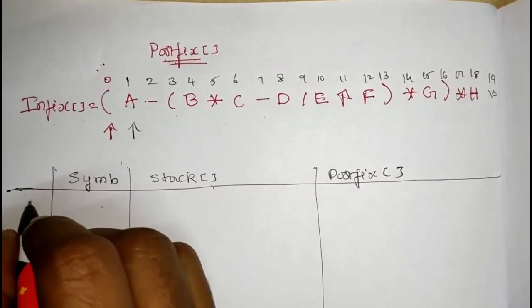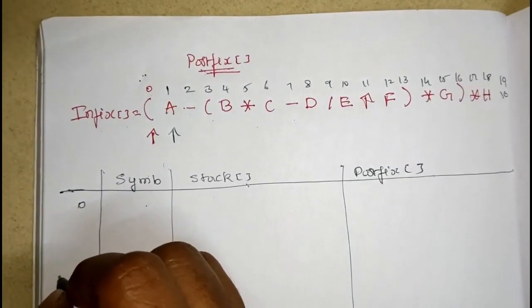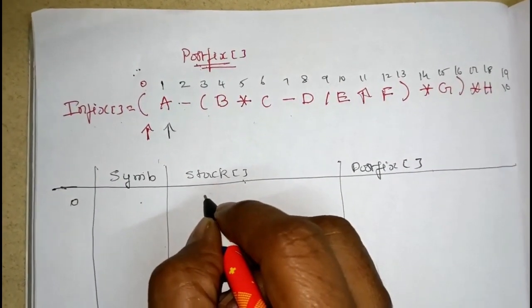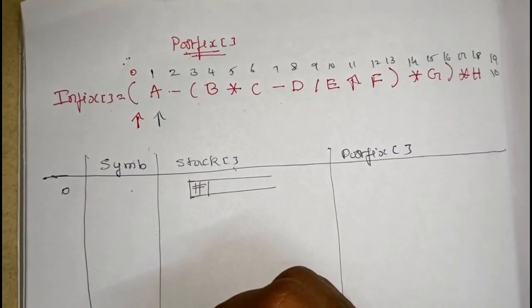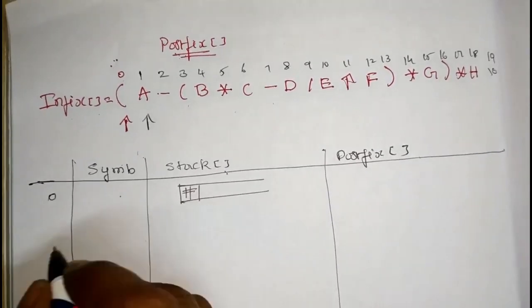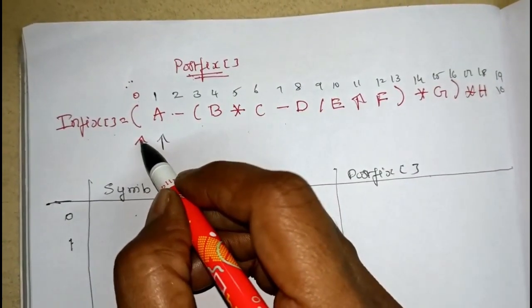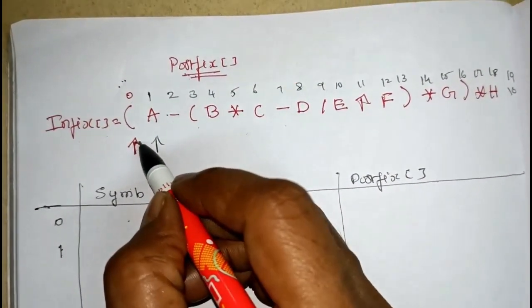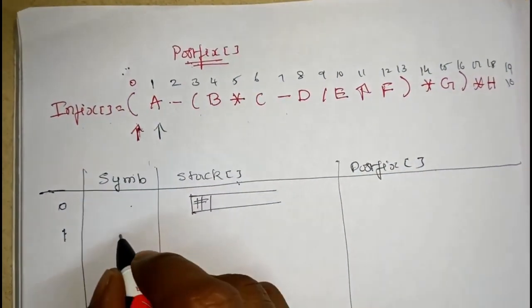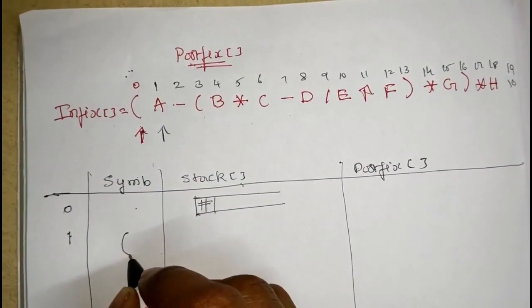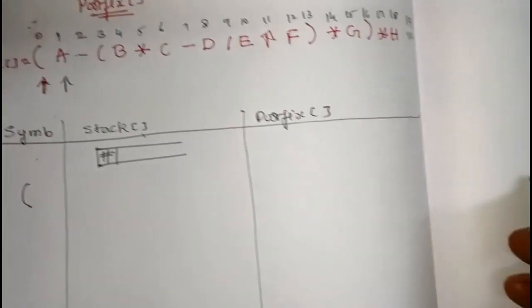Now starting with the initial step, let us push hash into the stack. This is my first step. In the second step, what is the first character to be encountered? That is the open parenthesis. Whenever we have a parenthesis, we need to consider some steps in mind.